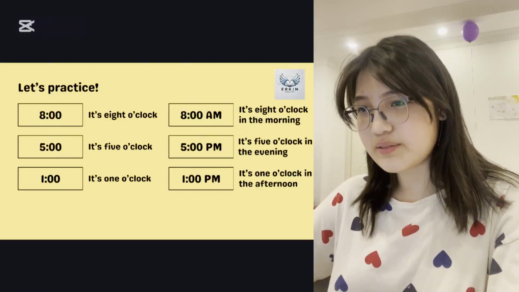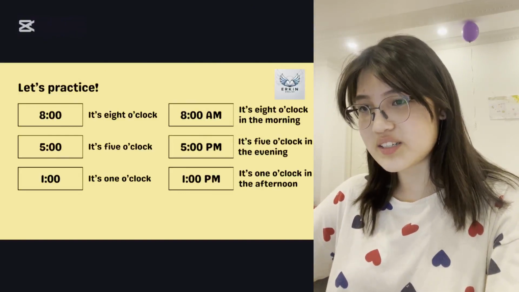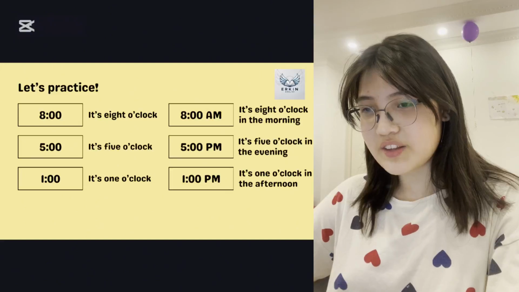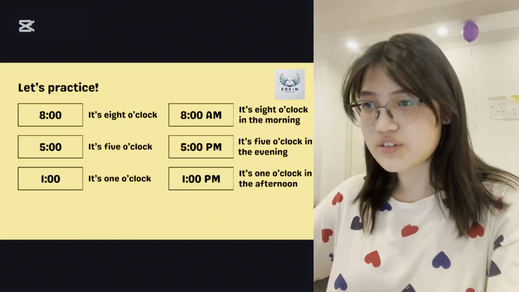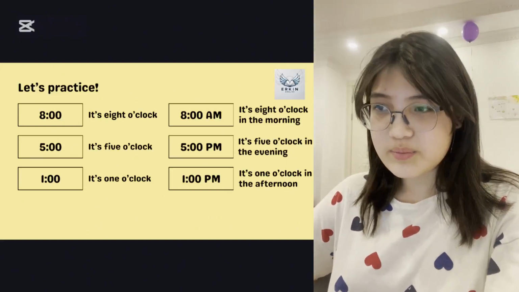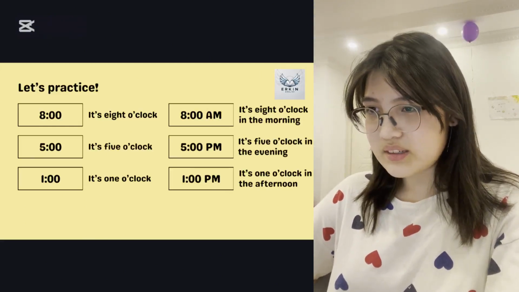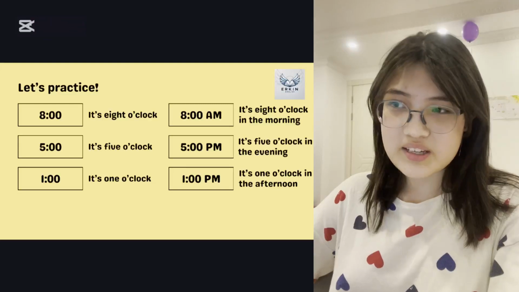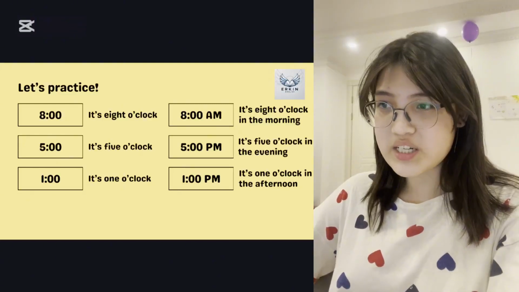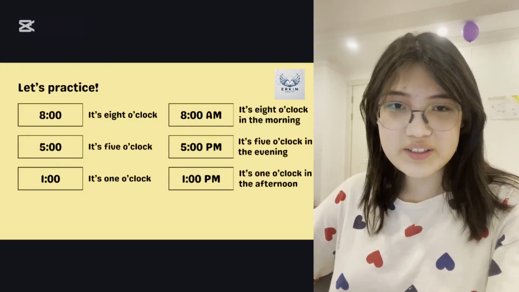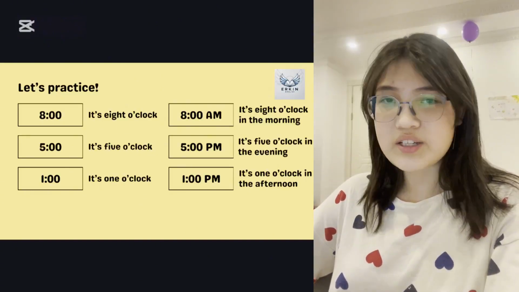And then here we have 5 o'clock and 1 o'clock, because it's showing that it's the 5th hour, the 1st hour, and so on and so forth. Then here we have AM and PM, and instead of saying 8 AM, we can say it's 8 o'clock in the morning, because AM represents that it's after midnight, which is the early morning.